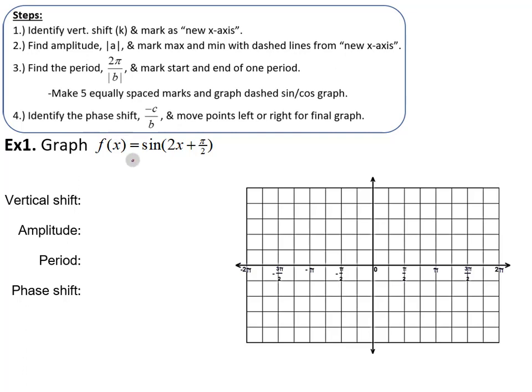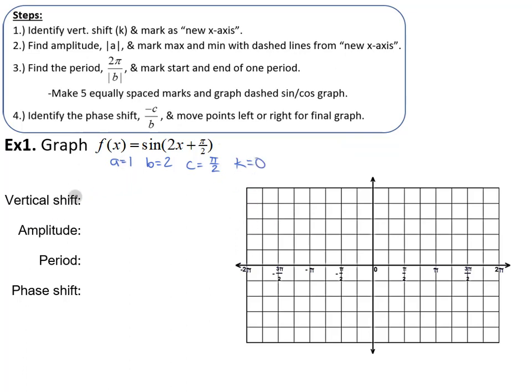So let's go through first and just identify a, b, c, and k. So my a value here is just a 1 in front of our sine. It's our multiplier. Our b value is the multiplier on x, which is positive 2. Our c value is positive pi over 2, since it was plus pi over 2. And our k value out here you could think of as plus 0. There's nothing being added or subtracted, so no vertical shift.